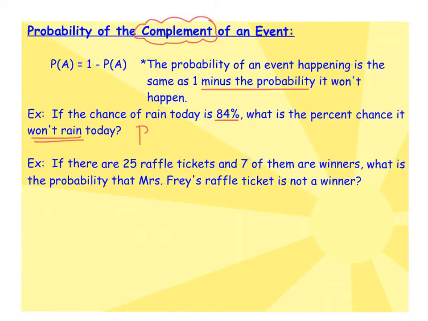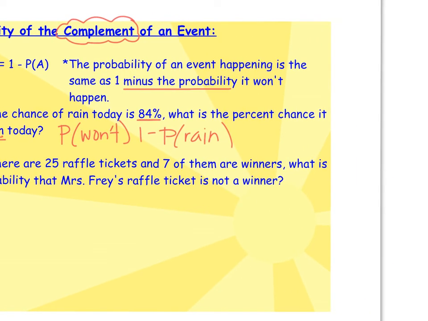So the probability that it won't rain is the same as 1 minus the probability that it will rain. So if we have 84%, we have to be careful with that. We're not going to plug in 84% into this formula because then we'd get a negative percent answer, and that doesn't seem reasonable. So what we need to do is just think about converting to decimal form, kind of like what we did in Chapter 7.